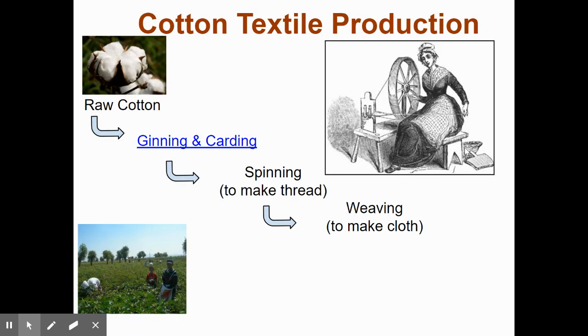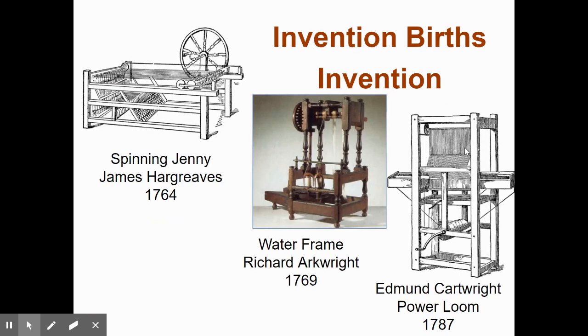Well, textiles require a process. The process starts with raw cotton. Then it goes to ginning and carding, which separate the seeds from the cotton. Then spinning to make thread. That used to be done by hand. You can see the woman in the upper right-hand corner spinning thread from the raw cotton that's clumped up. And then you take those threads and you weave them to make cloth.